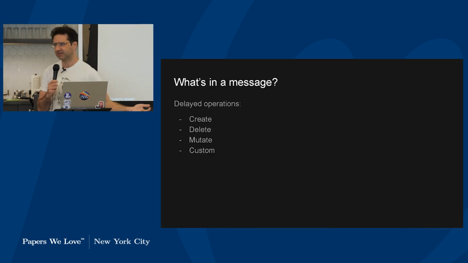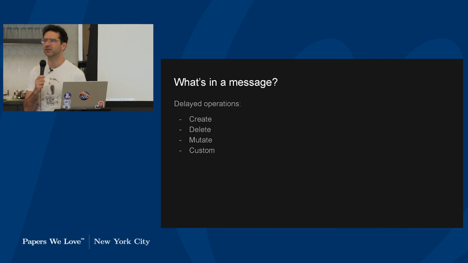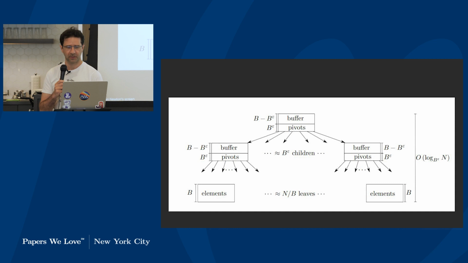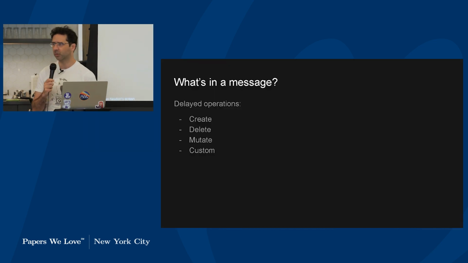So what's in a message? Well, you can have different operations. So the very basic one would be you want to insert a new key, you insert a create message. And the create message goes into the root's buffer. You want to delete a node? Well, you don't go down to the leaves and delete it. You insert a deletion message into the root node's buffer. And that will basically say, hey, when you walk the tree, the value in the leaf that you found, ignore it. It's deleted.